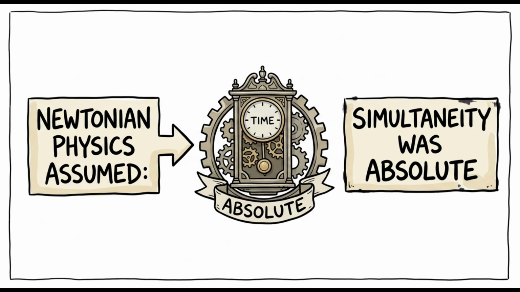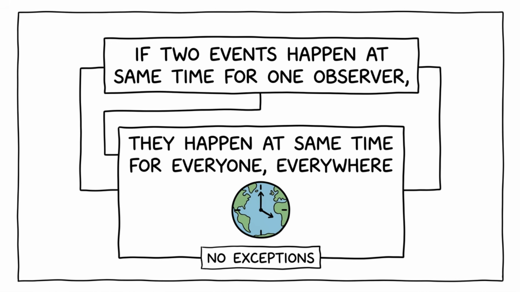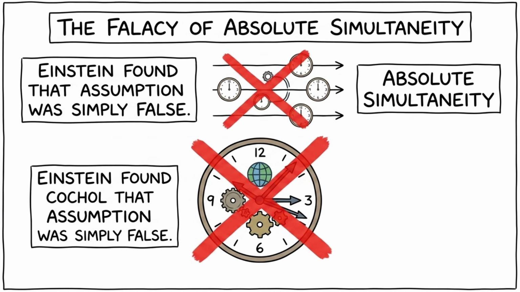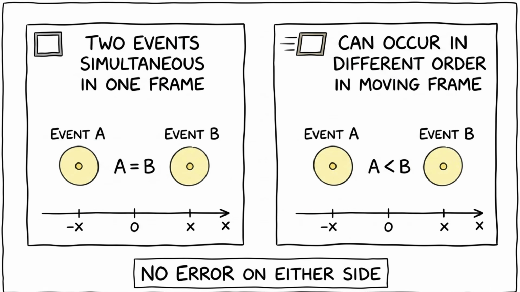Newtonian physics assumed simultaneity was absolute. If two events happen at the same time for one observer, they happen at the same time for everyone, everywhere, no exceptions. Einstein found that assumption was simply false. Two events simultaneous in one reference frame can occur in a different order, entirely, in another moving frame with no error involved on either side.